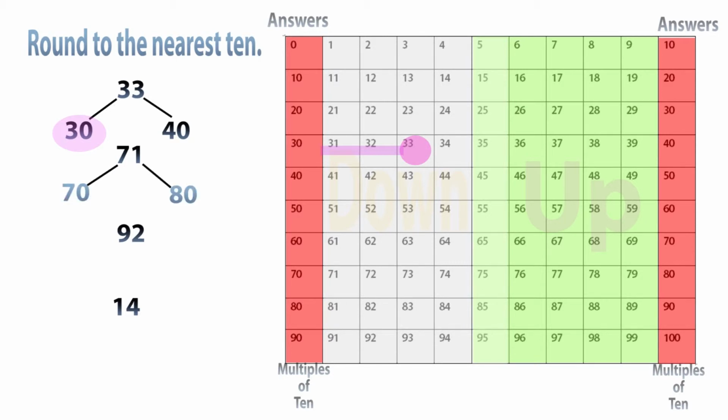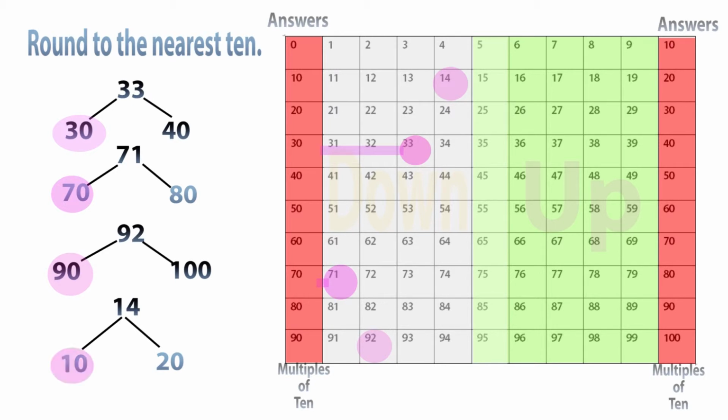71 is between 70 and 80. Well, 71 is 1 away from 70, and 9 away from 80, so 71 rounded to the nearest 10 is 70. 92 rounded to the nearest 10 is 90, and 14 between 10 and 20 rounds down to 10.